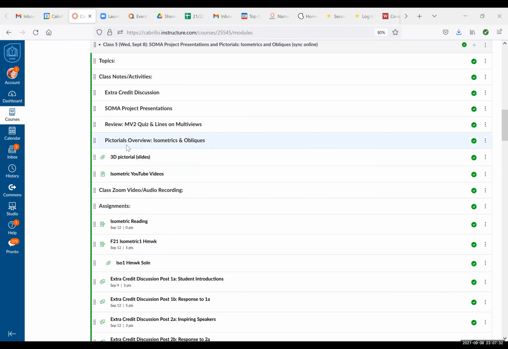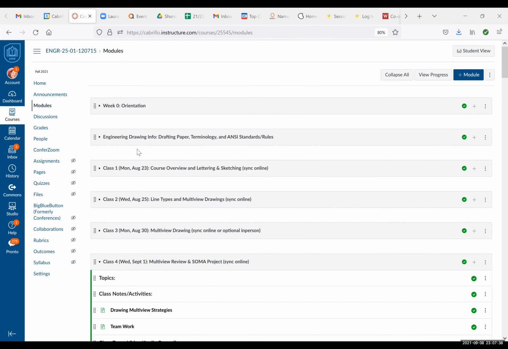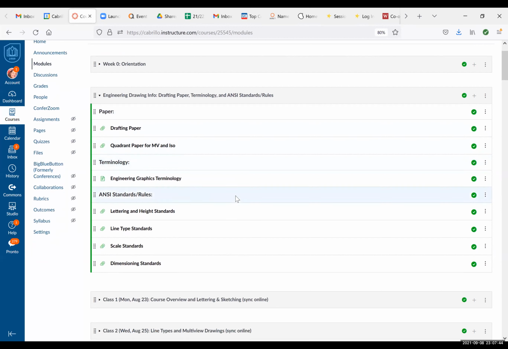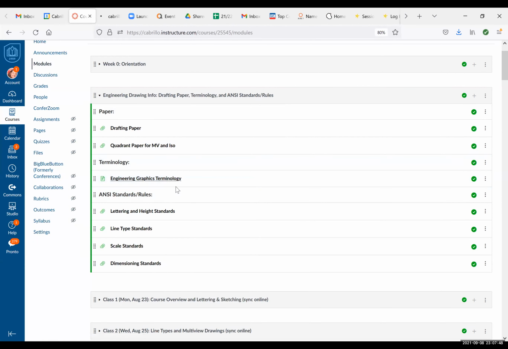And now we're going on to a term called pictorials. If we go back up to the top of the class, remember there was one module called Engineering Drawing and Terminology. Let's go back and review that terminology, because you probably know almost all of it now.